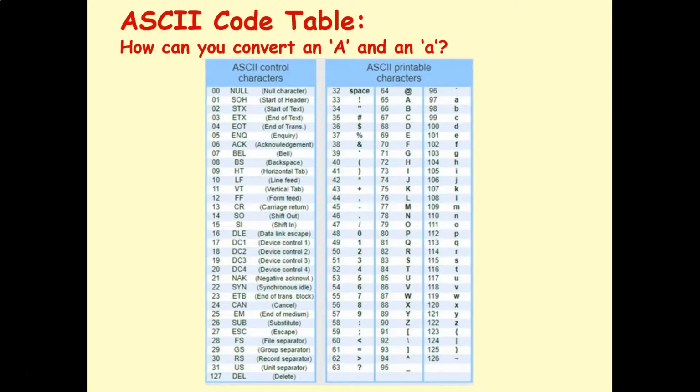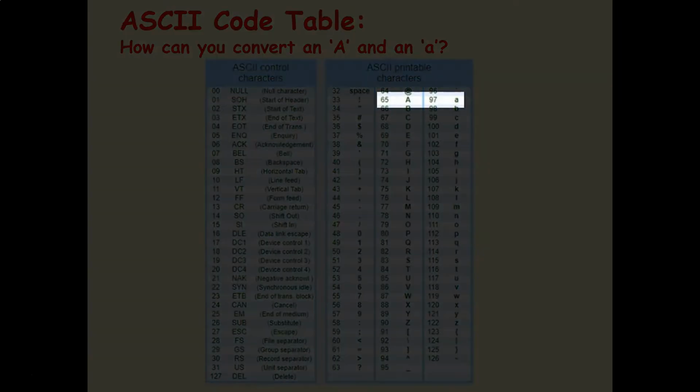We also sometimes need to worry about ASCII values. So remember, all the keys represented on your keyboard all have a numeric value assigned to them. These are what we call the ASCII values, American Standard Code for Information Interchange. So for example, capital A is 65, lowercase a is 97.